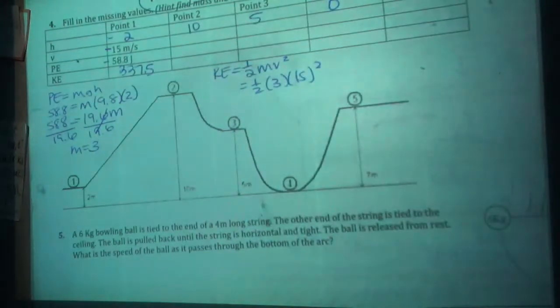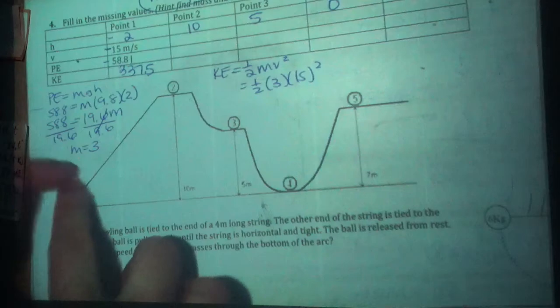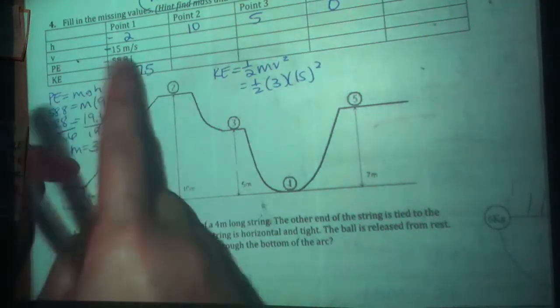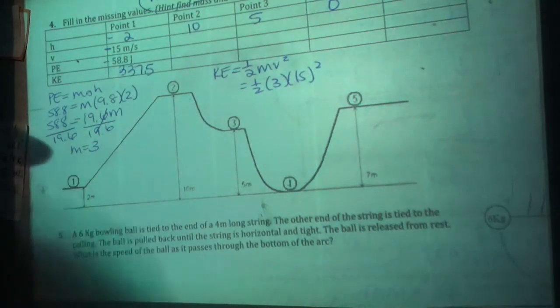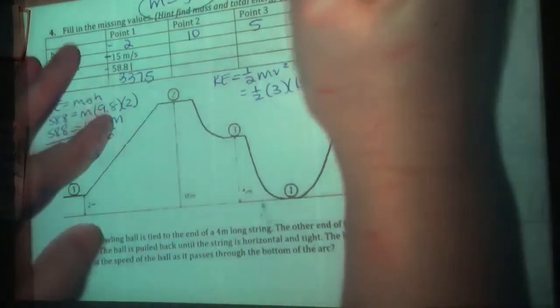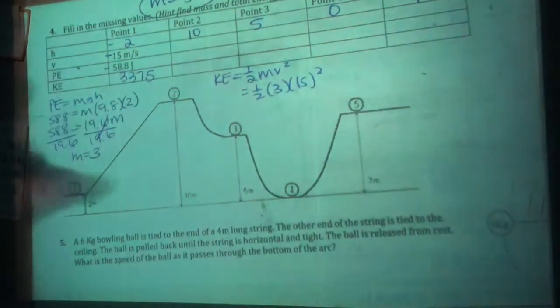Nope, 337.5. And now the point of finding, other than filling out the chart, the point of finding both velocities at the first point is so that we can find our total energy. So total energy includes both types of energy.